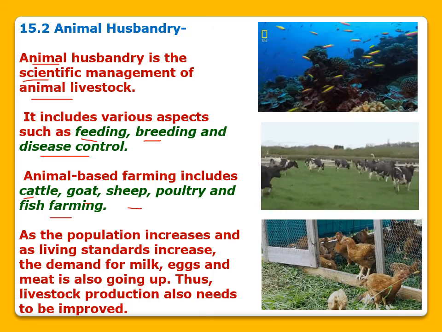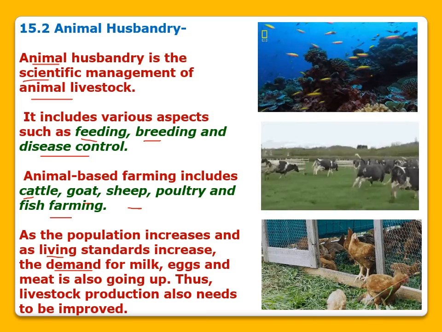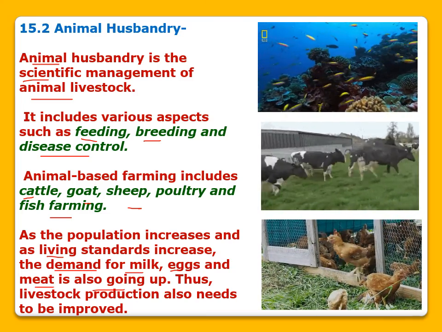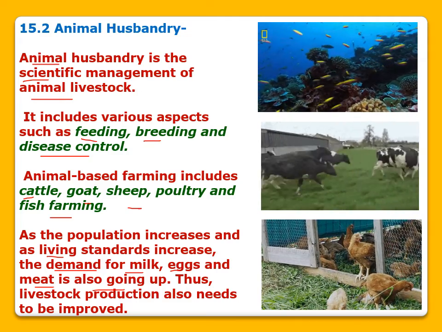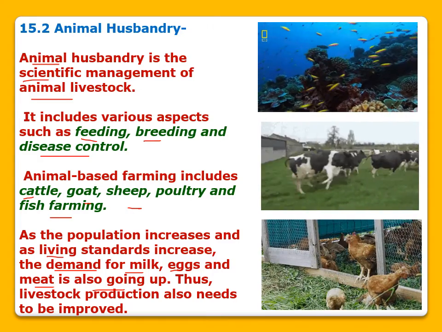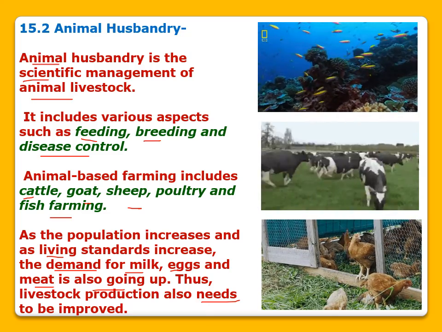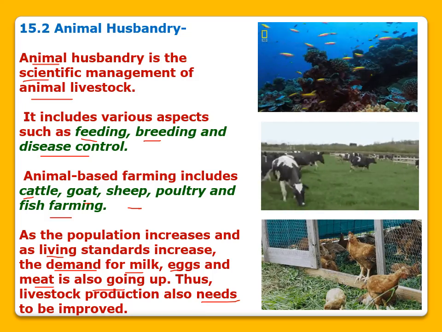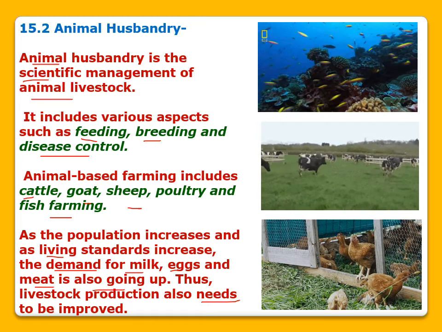As the population increases and as living standard increases, the demand for milk, eggs and meat is also going up. See, population will increase, number of people are increasing, so they need more food. They need more milk to drink. Okay, so livestock production also needs to be improved. If the number of animals will increase, then only demand of these food items can be fulfilled, otherwise not.